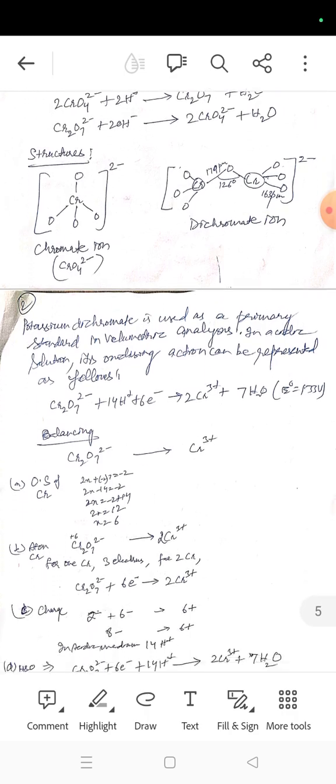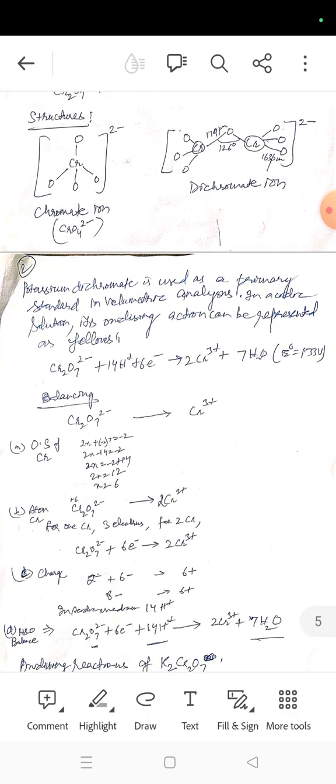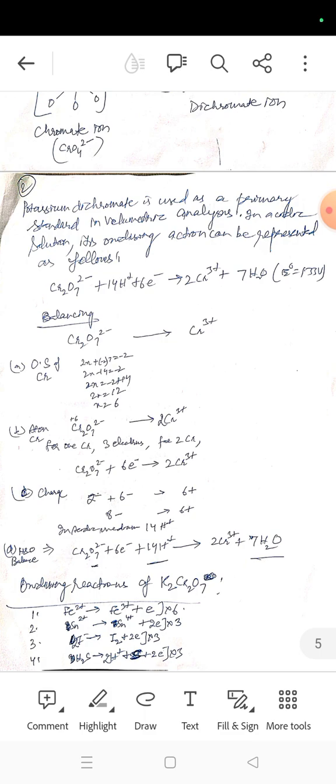In acidic solution, its oxidizing action can be represented as follows. Cr2O7 2- plus 14H+ plus 6 electrons gives you 2 Cr3+ plus 7H2O. Balancing gives the oxidation state from +6 to +3. The atoms of chromium are to be balanced: for one chromium 3 electrons, for two chromium it's 6 electrons. So the charge is 2 negative on the dichromate, 6 electrons, 8 negative, 6 positive. In acidic medium, how to get these 6 positive on the right hand side? So 14 H+ are to be added in this.